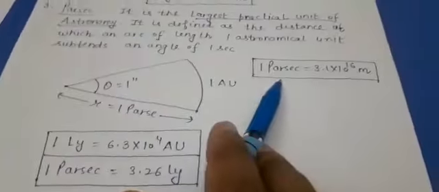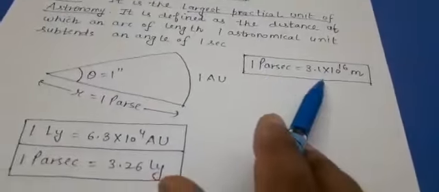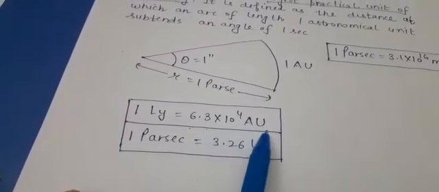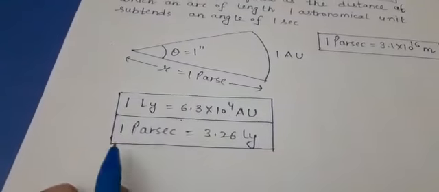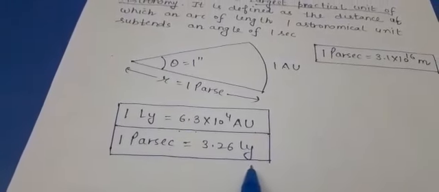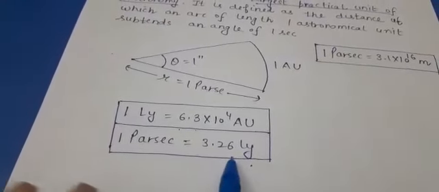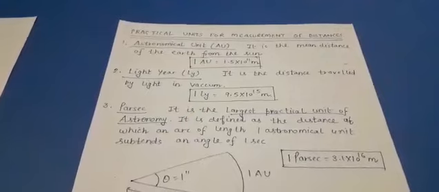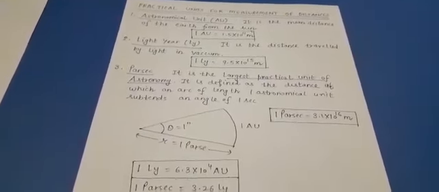Now, 1 parsec is equal to 3.1 × 10 raised to the power 16 meter. And 1 light year is equal to 6.3 × 10 raised to the power 4 astronomical unit. 1 parsec is related with the light year as 3.26. So these are 3 practical units of measurement of large distances, basically all in astronomy.